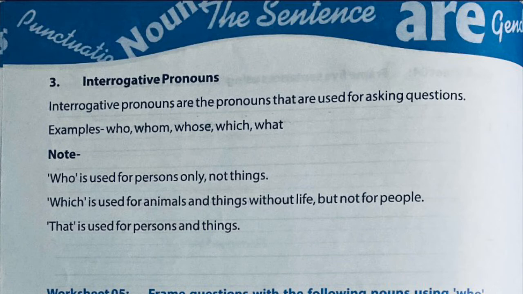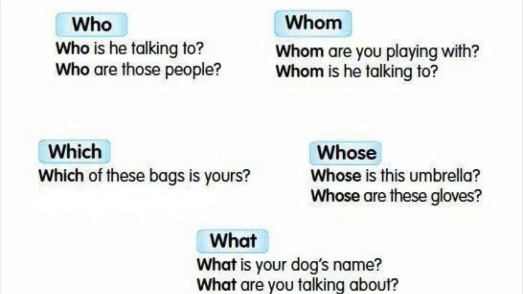And whose, as we have discussed yesterday and the day before yesterday also, is for the possessive: whose book is this and whose pen is this. So it is used for things which belong to someone or something. Okay, so these are the five words which we will use for some particular things or some particular person. Now we are going to look at the examples, how we are going to use who, whom, whose, which and what.